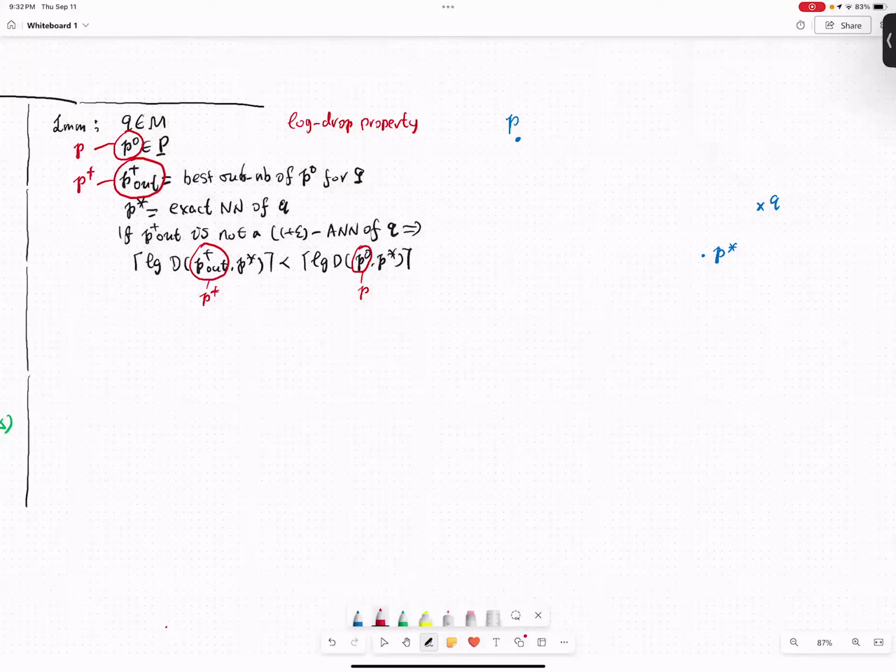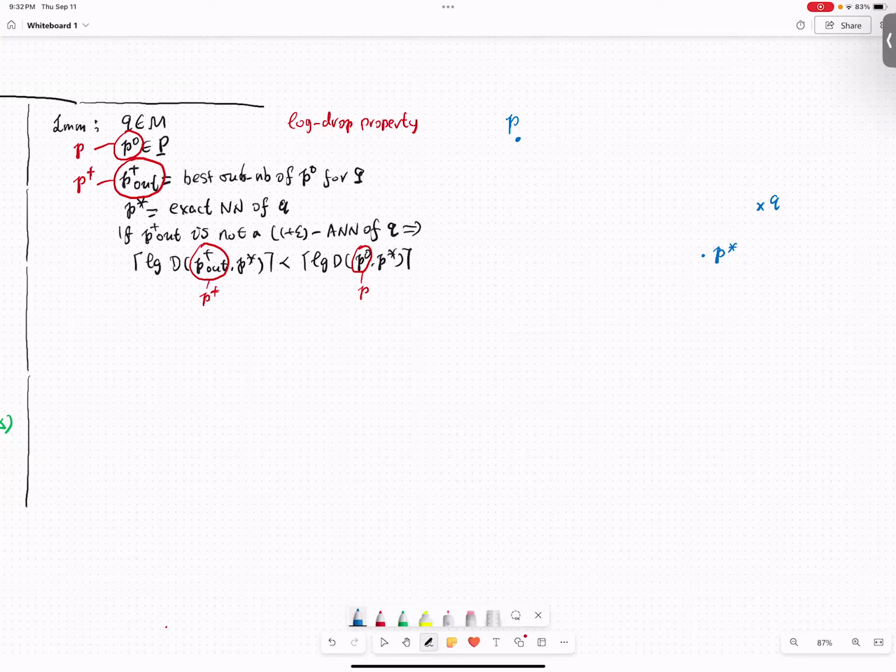Okay, next I'm going to illustrate the main ideas behind the proof of this log drop property. Let's first review the symbols. Q is the query point, and P circle, which I abbreviate as P from now on. So P is the point that you are currently standing at, the point that is being visited by the greedy algorithm.